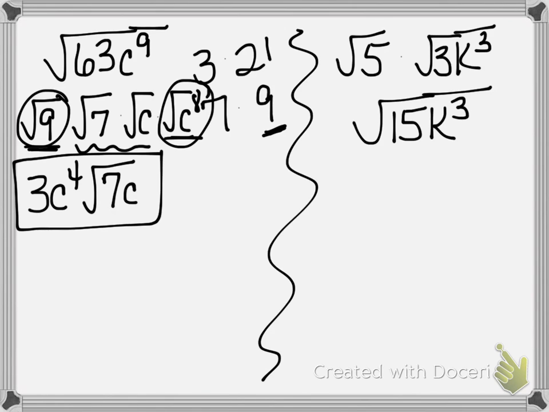Now 15, you're limited. There's only 4 factors. 1 and 15, 3 and 5. None of those are perfect. So you're kind of landlocked with the 15. You're stuck with that one.